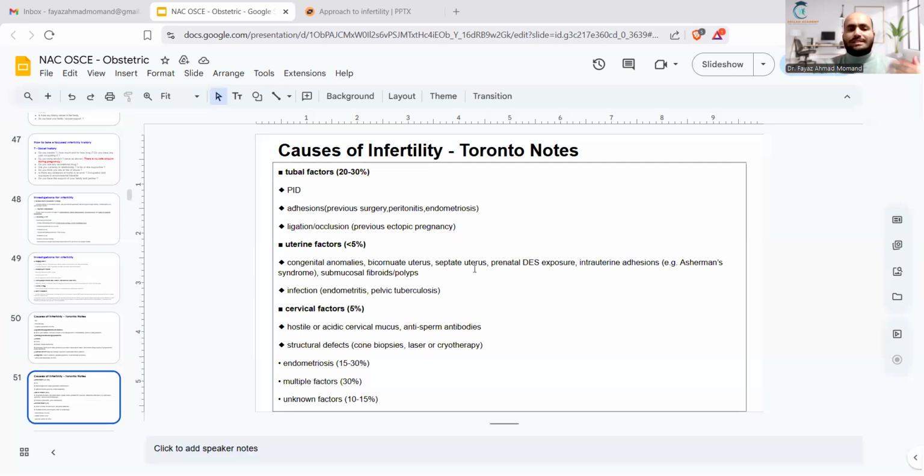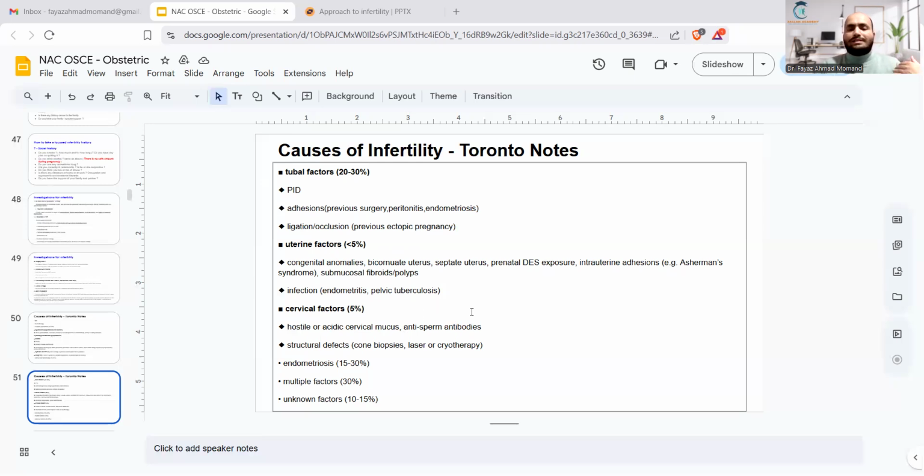Uterine factors such as congenital abnormalities, bicornuate uterus, septate uterus, diethylstilbestrol exposure when the patient was intrauterine, adhesions such as in Asherman syndrome, or fibroids which are submucosal, or polyps. These are some of the uterine factors that can cause infertility.